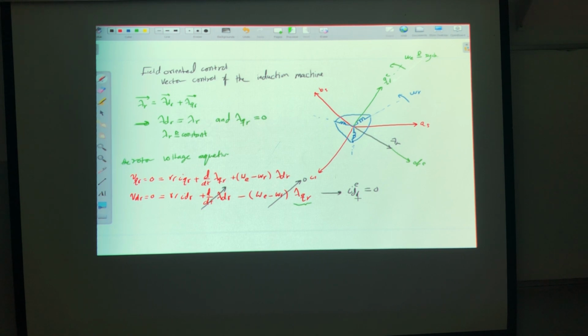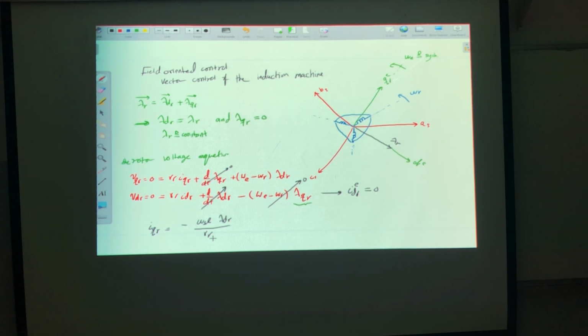Now what about the QR? Let's see what information. This for sure is 0 because the value of lambda QR equals 0. So IQR will equal to what? I can solve it with respect to IQR, right? So IQR will equal to minus omega E minus omega R, which is omega slip. You know that. Minus omega slip lambda dr over R. R. Good?